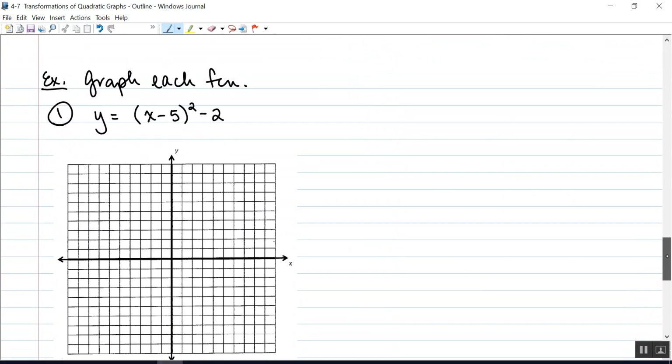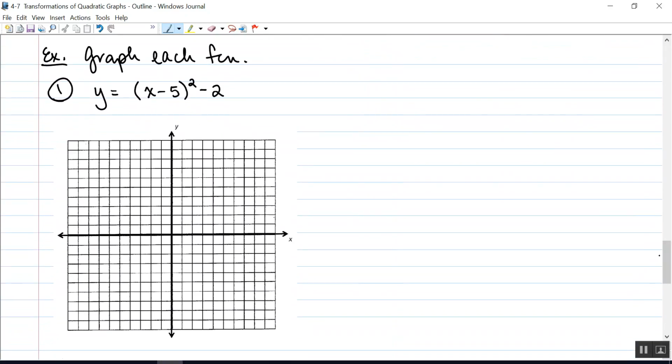So using that information, let's graph each function. Here I have y equals the quantity x minus 5 squared minus 2. Looking at this, since it's in vertex form, I can tell that the vertex is going to be (5, -2). I can also tell that because this is a minus 5, this is going to be translated to the right 5 units. And the 2 outside means it's going to be translated down 2 units.